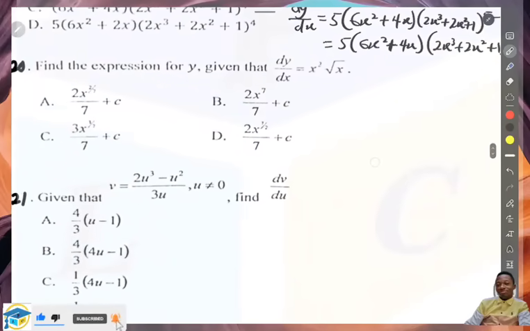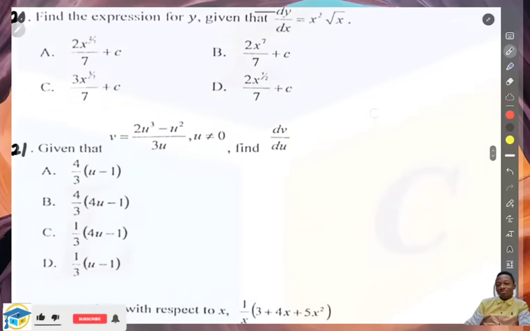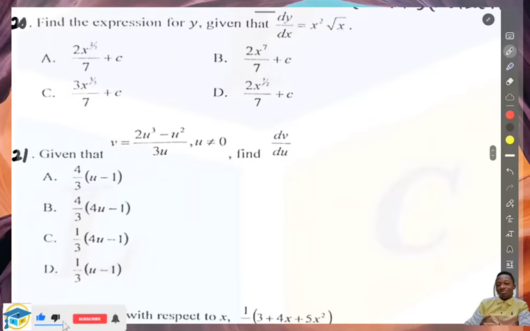Let's move on to question number 20. Find the expression for y given that dy over dx is equal to x squared multiplying square root of x. Okay, so how do you go about finding this expression for y given the first derivative of y? So we have our dy over dx to be equal to x squared times square root of x.